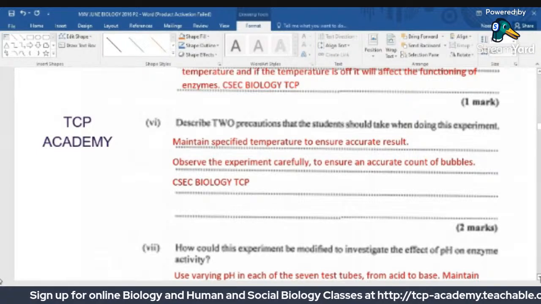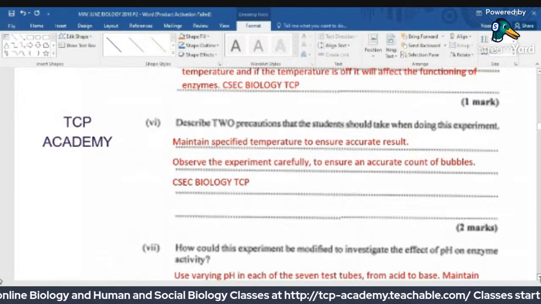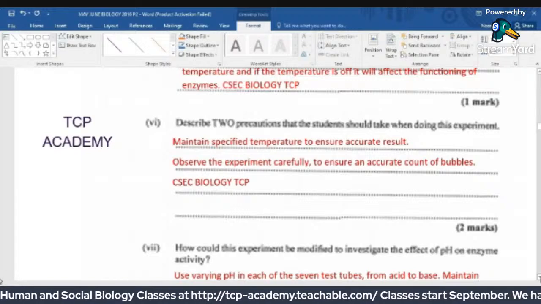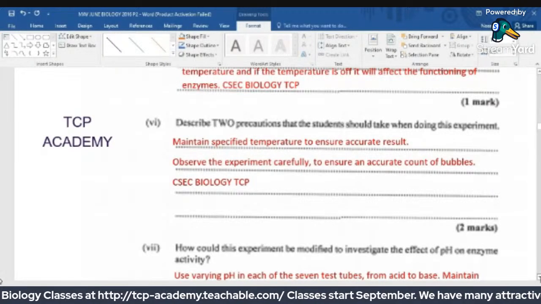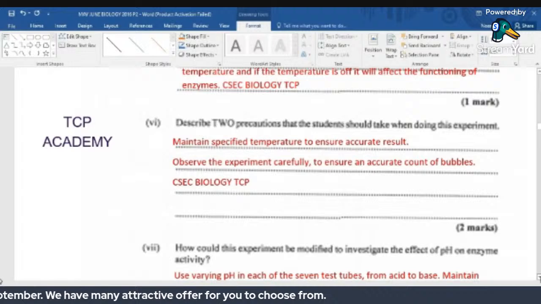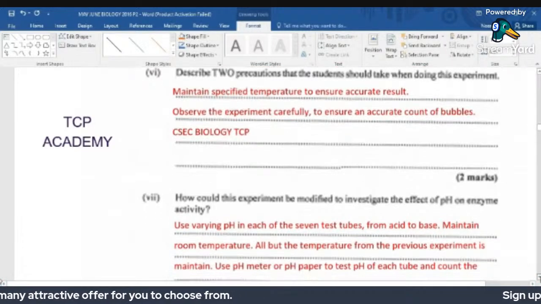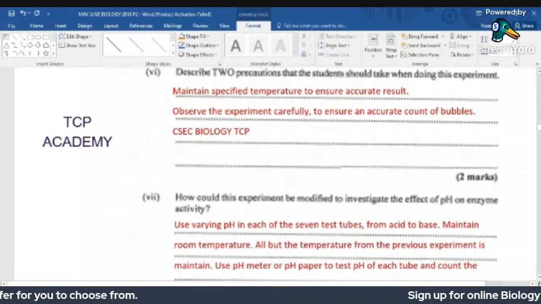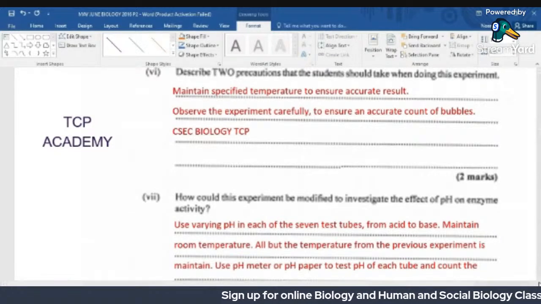So the first thing that we need to do, we need to use varying pH in each of the 7 test tubes. Rather than using different temperature, we're going to be using different pH. Another thing we want to do is to maintain the temperature somewhere around room temperature for all 7 test tubes. All but temperature from the previous experiment is maintained.